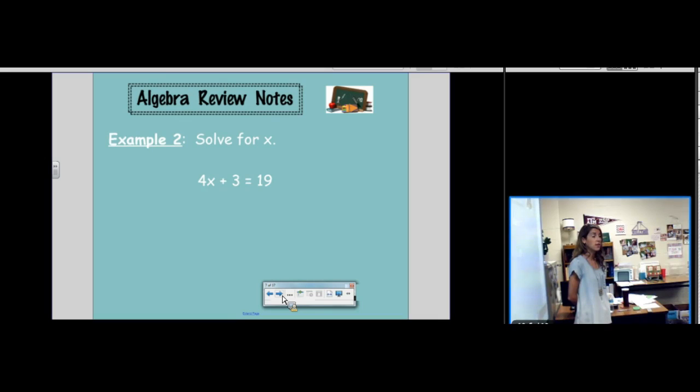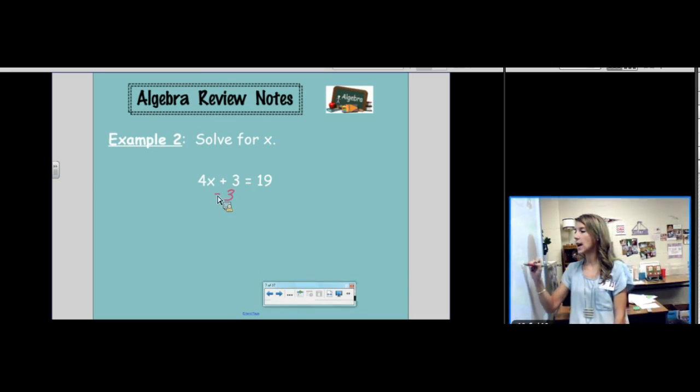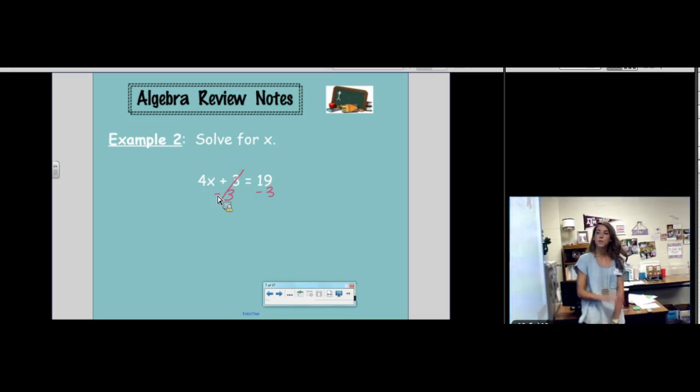What do you want to do first? Subtract 3. The opposite of plus 3 is minus 3. Whatever you do to one side, you must also do to the other. On the left, the 3's cancel because 3 minus 3 is 0. But don't forget what was already there. Don't leave out that 4x. And then on the right, 19 minus 3. 16.